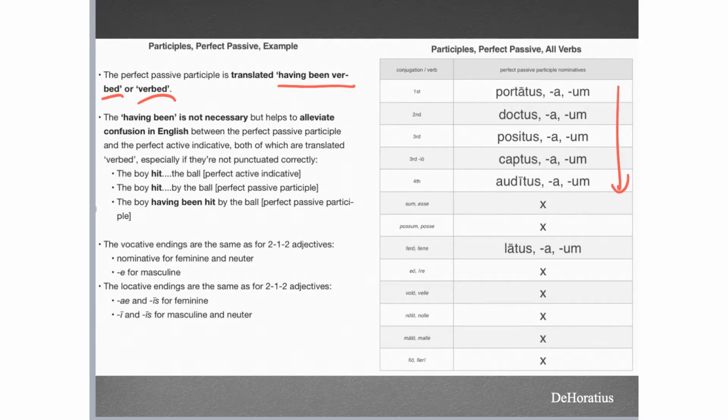A lot of irregular verbs don't have passive, so that's where the X's come from. So portatus, having been carried; doctus, having been taught; positus, having been placed; captus, having been captured, seized; auditus, having been heard.